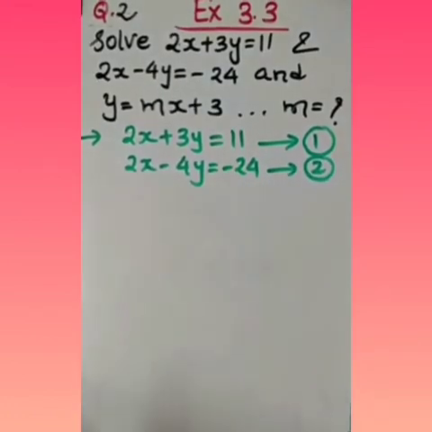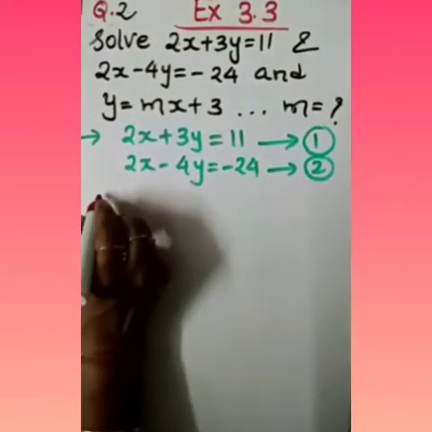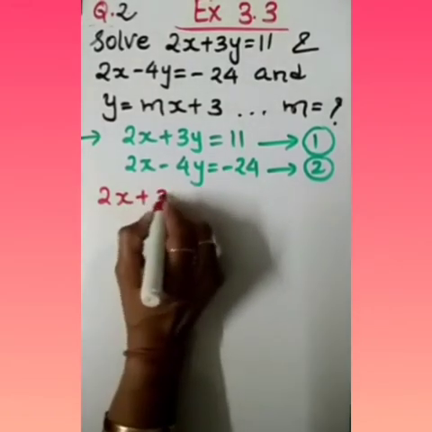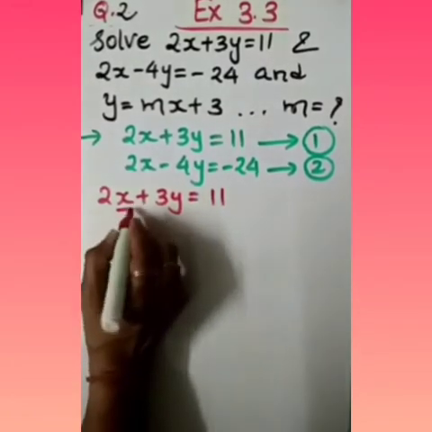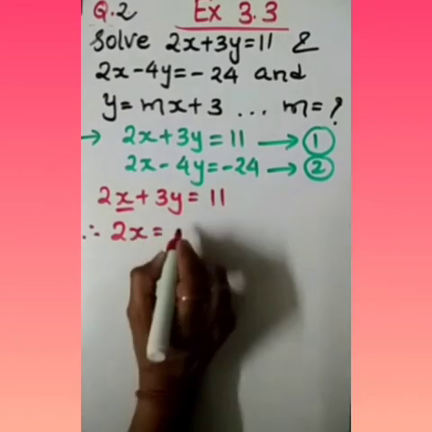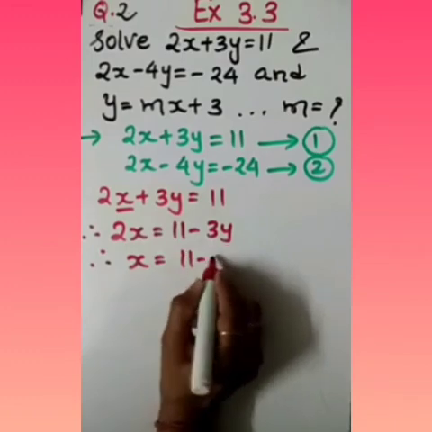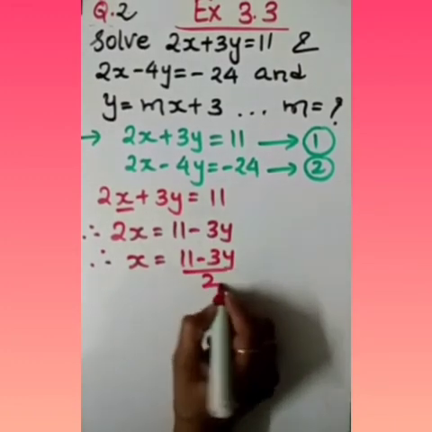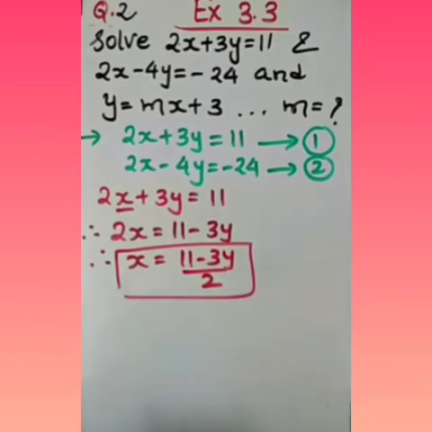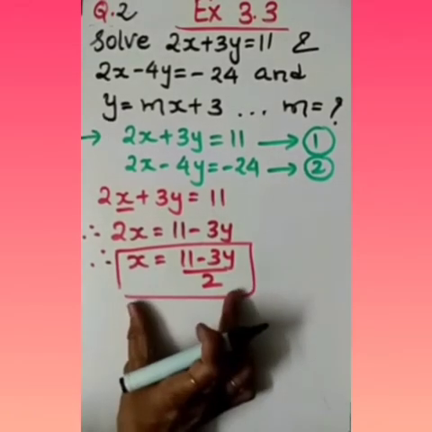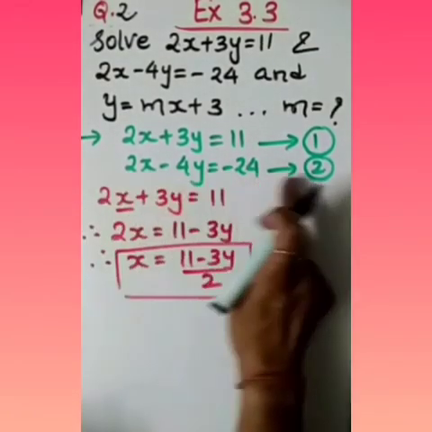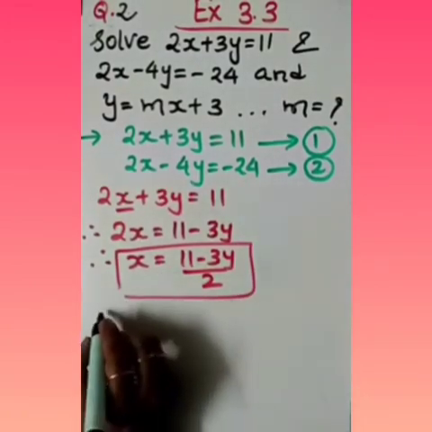Okay. Now as we are going to apply the substitution method, for that I am choosing this first equation and I am going to make x the subject here. So I will have 2x equal to 11 minus 3y. Therefore x equal to (11 minus 3y) by 2. So this is our required value of x. Now what I am going to do? I am putting this value in equation number 2. In this equation, the value of x I am putting.